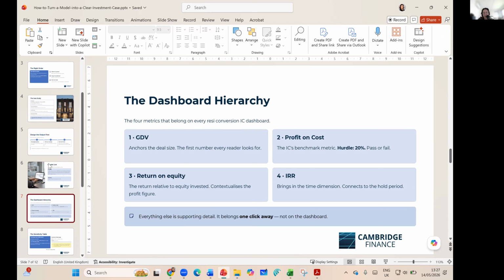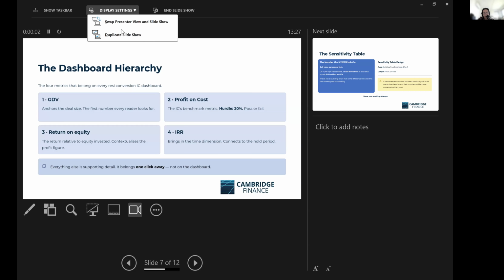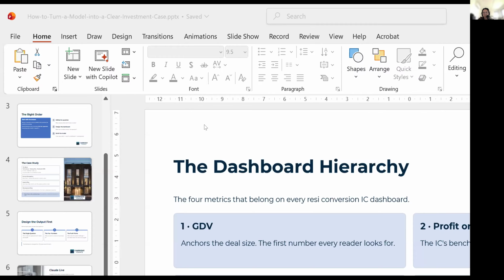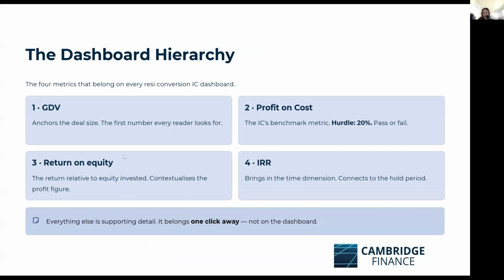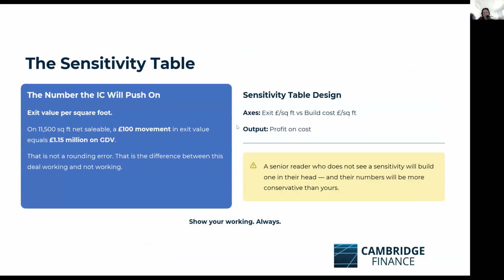So on the dashboard hierarchy, I think the main thing is to make sure that it looks good. And then you use the most important KPI, so to say, for this investment case. The sensitivity table, the most important stress testing here is how much you're going to sell for and how quickly you can sell this.